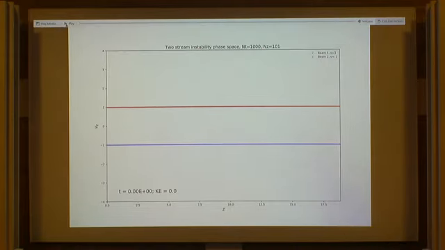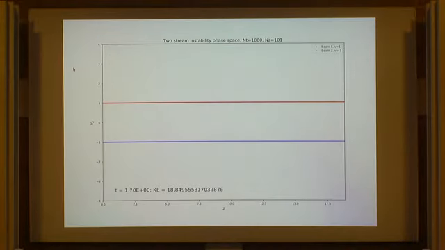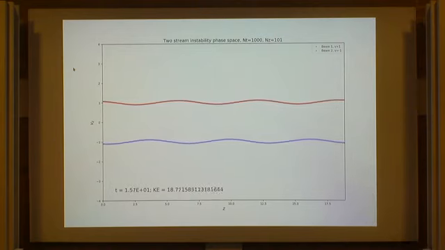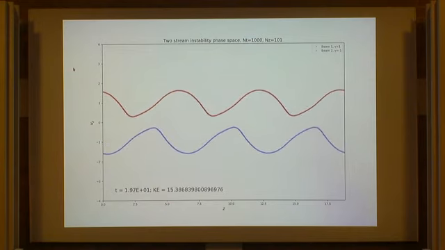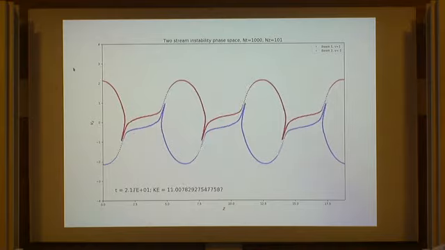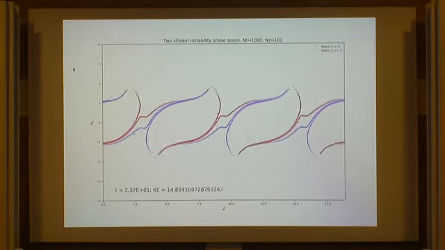What are the charges? Are they equal or opposite? Sorry? The charges are all equal. They're all electrons. So there is a background of ions in there that I don't show, that do not move. So what happens here is that you get an instability. That's why it's called a two-stream instability.